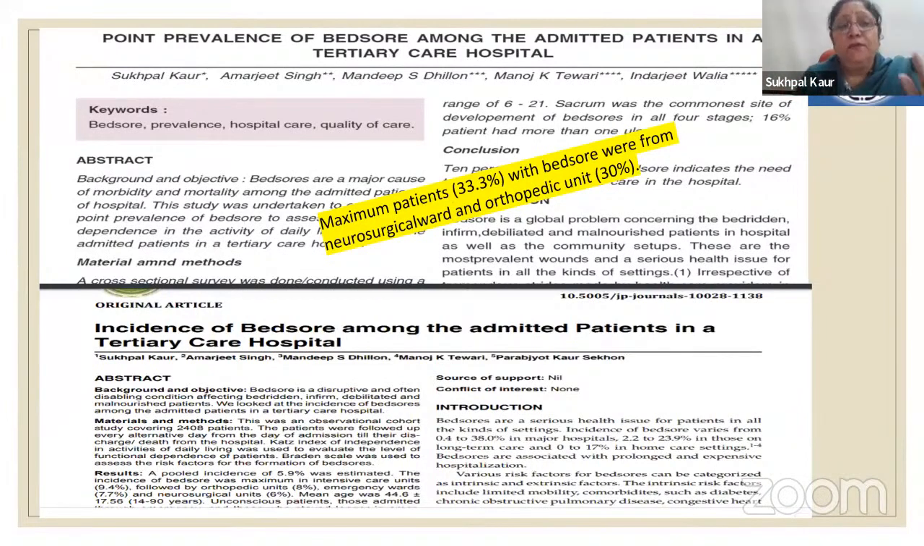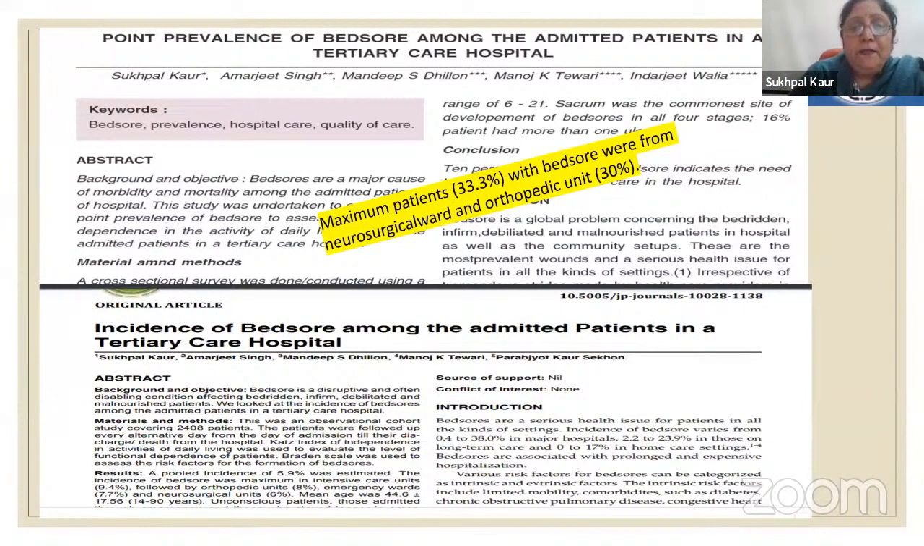In the second study, in which we tried to look for the incidence of bed sore, what we did is we started enrolling the new patients when they were admitted in the hospital, and then we tried to follow up the patients over a period of time. So in the incidence study, we studied around 2408 patients, and then we assessed how many patients developed bed sore over a period of time.